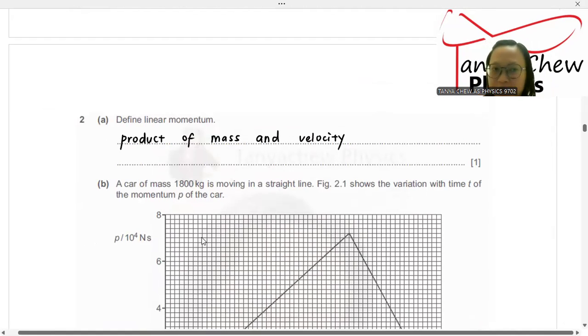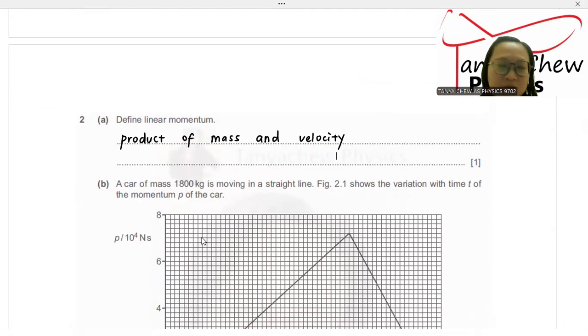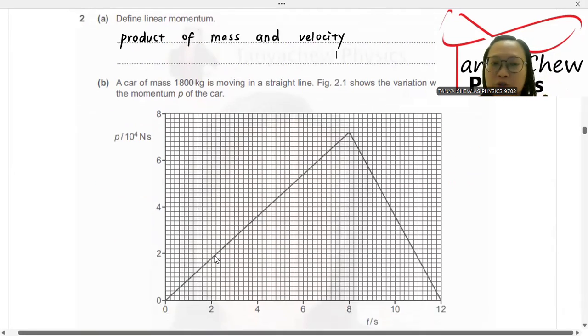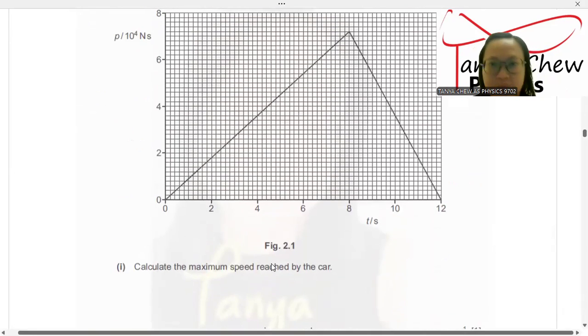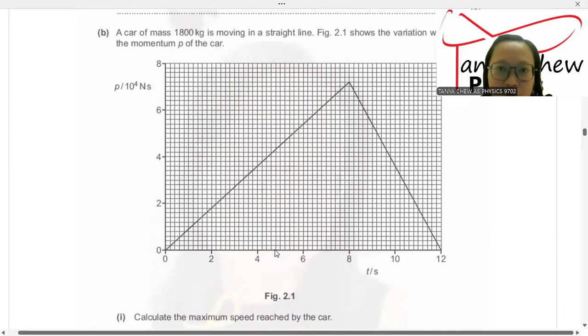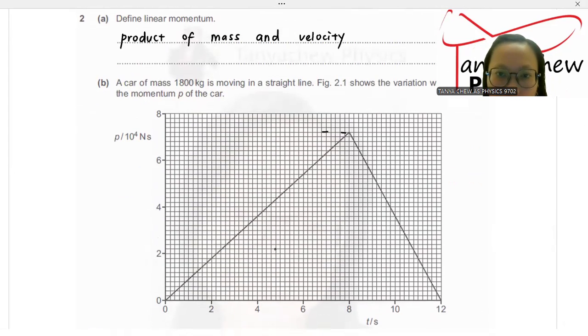Now, the first part of question number 2 asks you to define momentum. This is something related to momentum. Linear momentum depends on not just mass, but also velocity. Speed in a certain direction, right? So I want you to see this. The y-axis is momentum. If you want the maximum speed, that means ignore the direction of the velocity, right? You don't bother about negative and positive. So you look at the peak of the momentum. Peak here. Look at the peak on the y-axis.